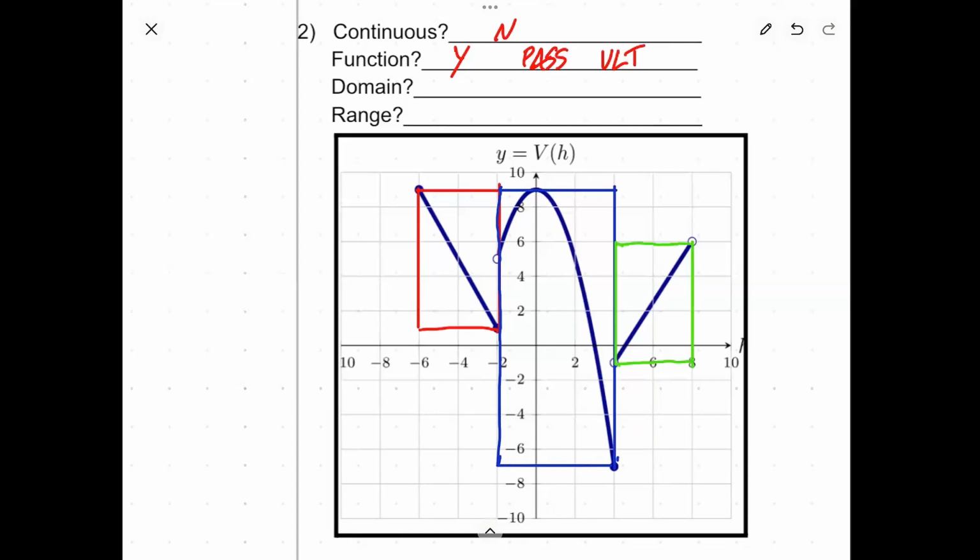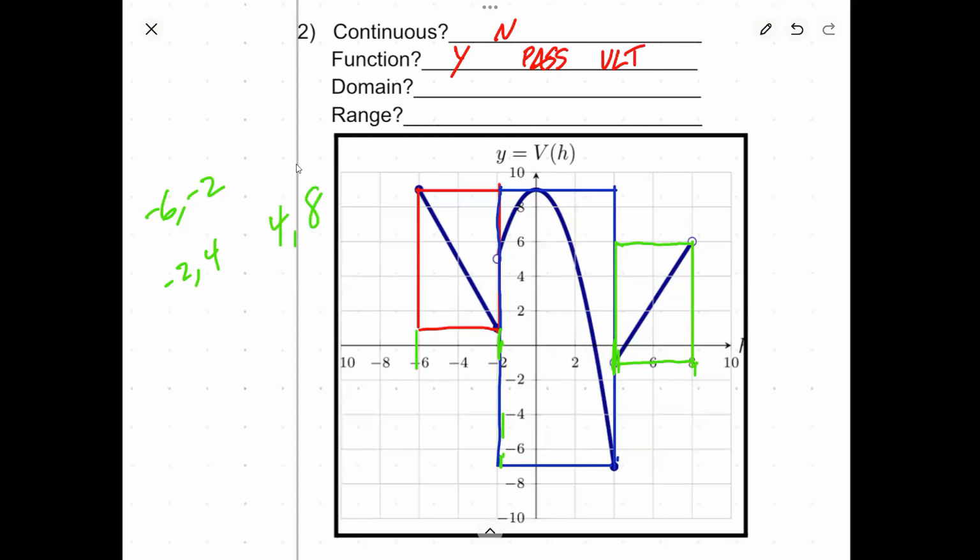All right, so now if I want to find the domain, I can still go, oh, it goes from -6 to -2, right? I'm just going to go -6 to -2. Then it goes from -2 to +4. This is 4 here. So it goes from -2 to +4. And then it goes from 4 to 8.